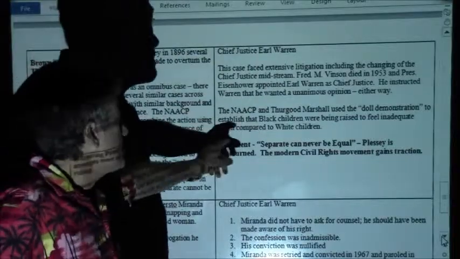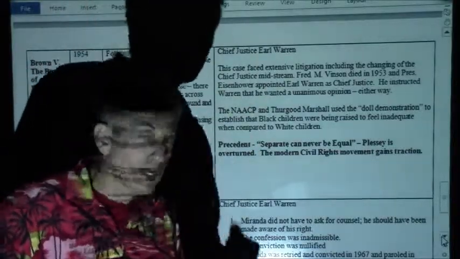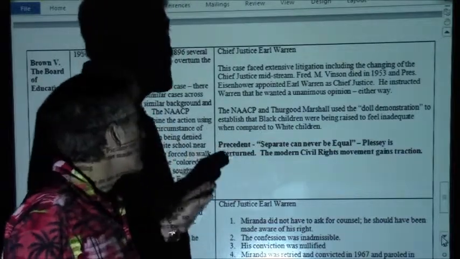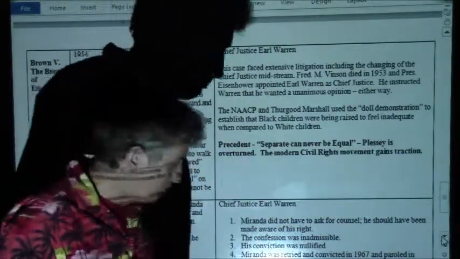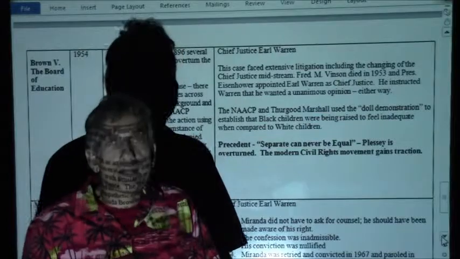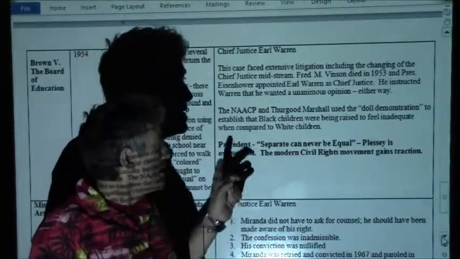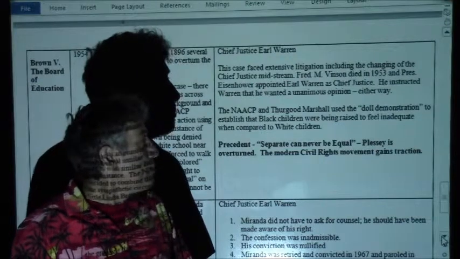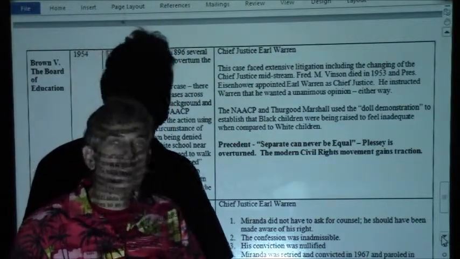The NAACP and Thurgood Marshall used the doll demonstration that I just explained to establish that black children were being raised to feel inadequate when compared to white children. Well, Earl Warren got his decision. Precedent: separate can never be equal. Plessy is overturned, and the modern civil rights movement now gains traction.